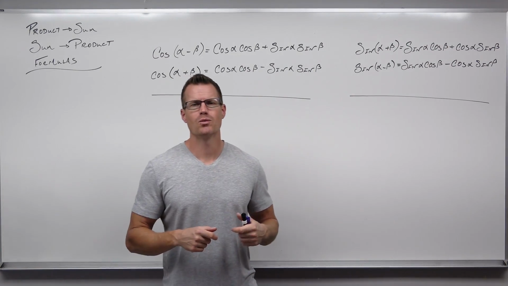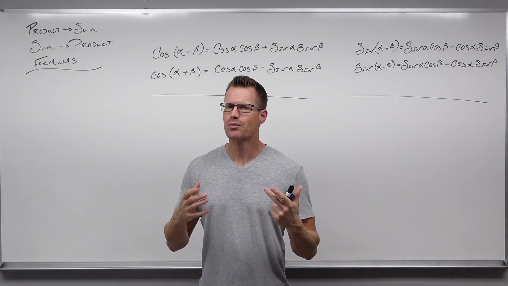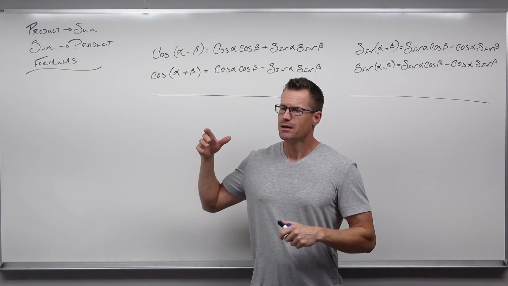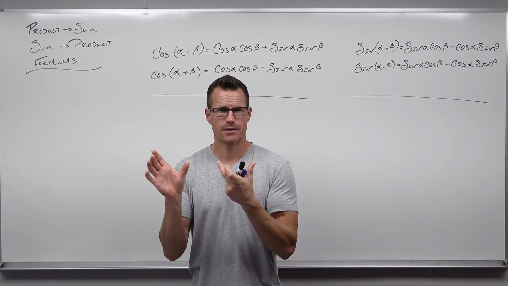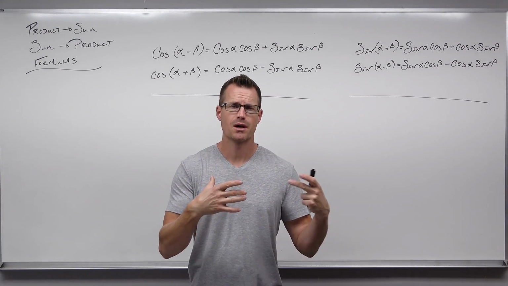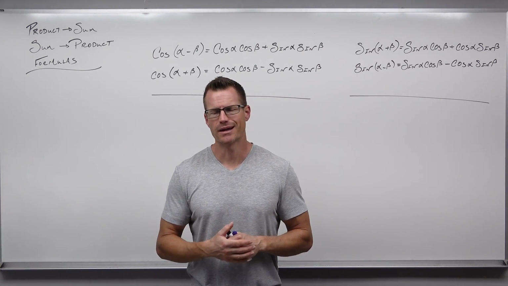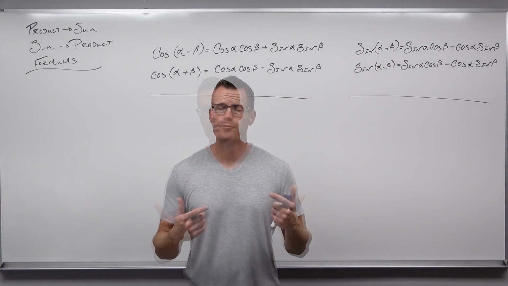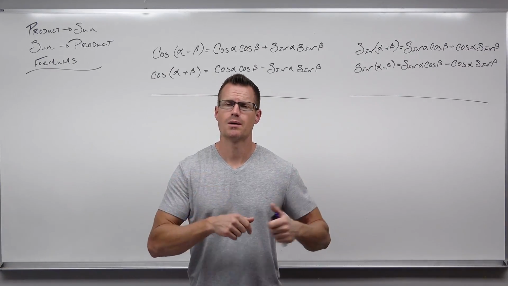So what we deal with in the product to sum and sum to product formulas is how to really change between these products, or these sine and cosine functions multiplied together, and change them into a sum, or from a sum into a product. They're both very useful. They're both necessary later on in some math. So let's get right into it. First thing I'm going to do is prove the product into sum formulas for you.